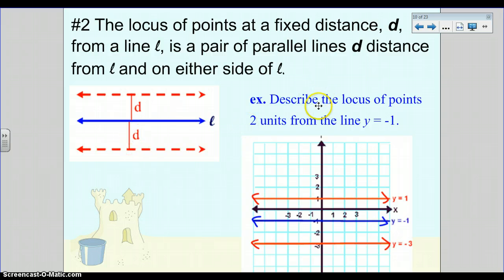So an example of this would be the locus of points 2 units from the line y equals -1. Well, this is our line, y equals -1. 2 units would be 2 up and 2 down. So the locus of points would be y equals 1 and y equals -3. Now you can do locus using dashed lines, that's fine as well, but in general we'll know what you're looking for.